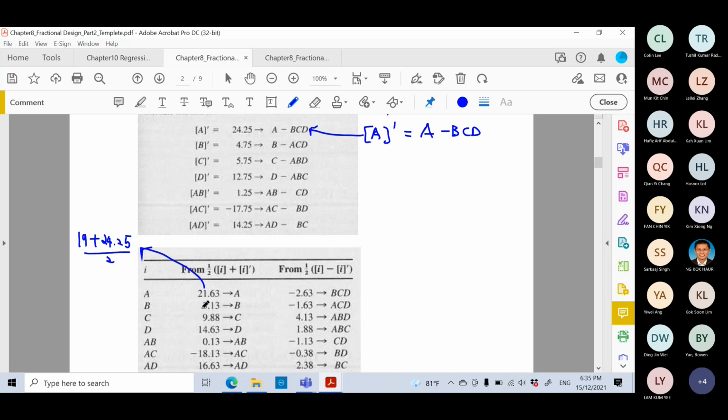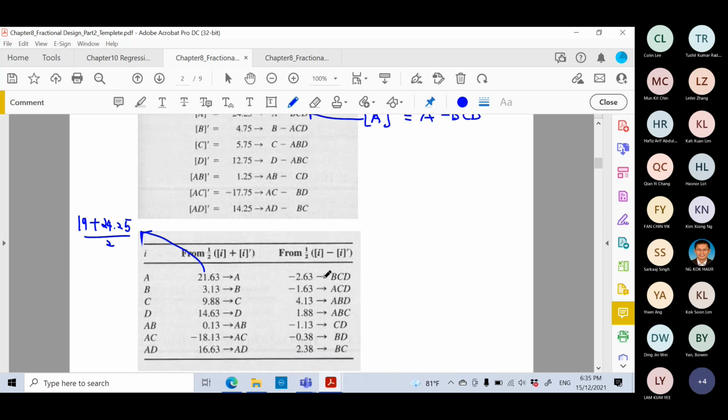And similarly, if you get the average value of the B prime complement side and the B, then you get the average value, you get the 3.13. And the rest of them, if you want to get the BCD, you get the difference. So you will get all the complete effects you can calculate out. Okay. So in the example 8.3, I just want to show you that when you run the complete set, then you will go back to the full factorial design.